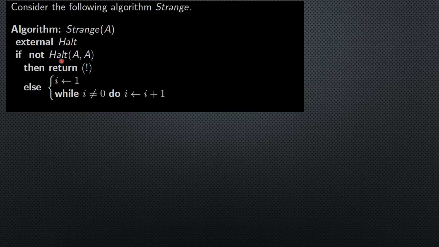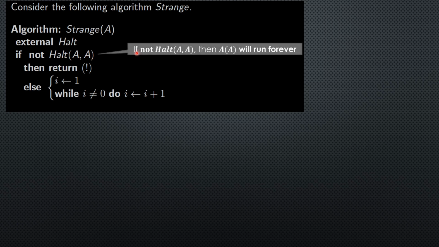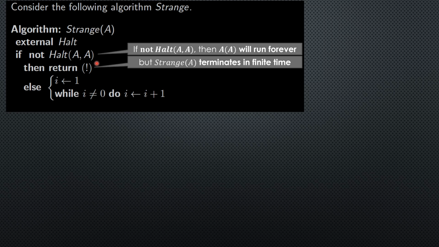The first thing it does is it calls halt A comma A, and it gets an answer in finite time, right? Because we've assumed halt is correct. And halt correctly answers the question, would A of A halt or not? Okay? So, okay, we check if not halt A comma A. Okay, so if not halt is true, then A comma A doesn't halt. A comma A runs forever. Okay, that's what this line is checking. This line is checking if A comma A would run forever. Okay, so if A comma A would run forever, then we return immediately from strange of A.